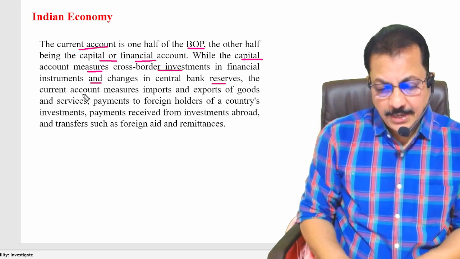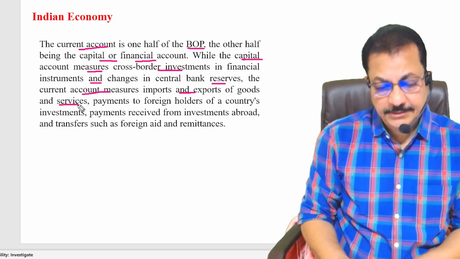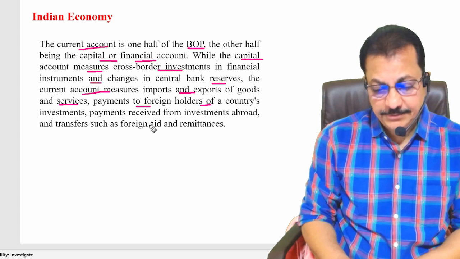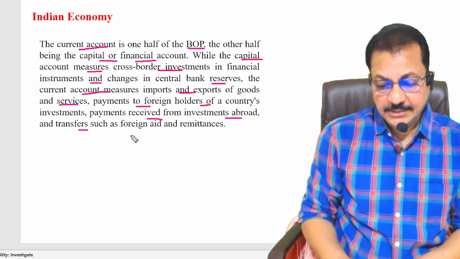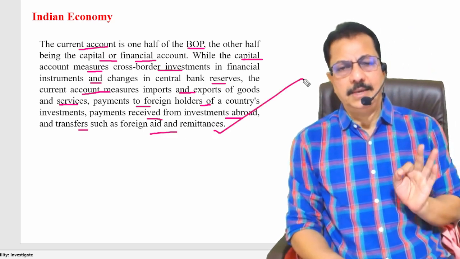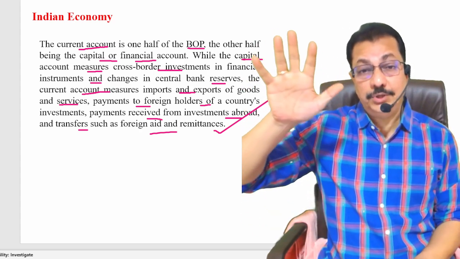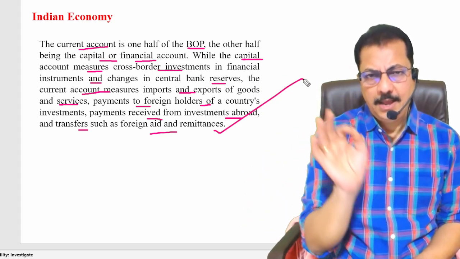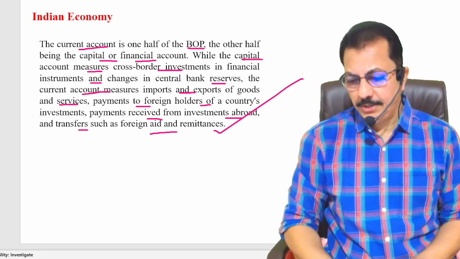Clear? So the current account measures imports and exports of goods and services, number one. Number two, payments to foreign holders of a country's investments, payments received from investments abroad, and transfers such as foreign aid and remittances. All these are part of the current account. Very, very important one. In the exam, they will ask: current account consists of which of the following? They will give you all these. Please identify correctly and go for the right bubbling, and you are going to get a mark. Am I clear? This is point number one.